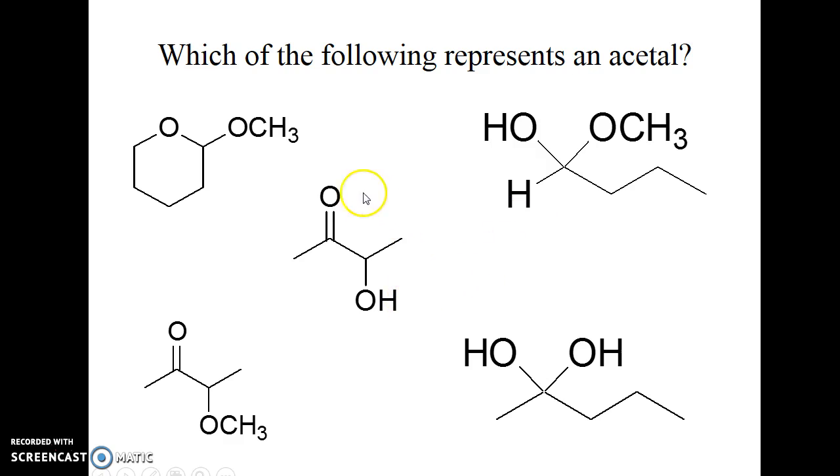All right, then we look over here. This is an alpha hydroxy ketone. Okay, so that's not an acetal. This is an alpha methoxy ketone, not an acetal. If I look at this, I can see there's an ether group on this side, and there's an ether group here. This is an acetal.